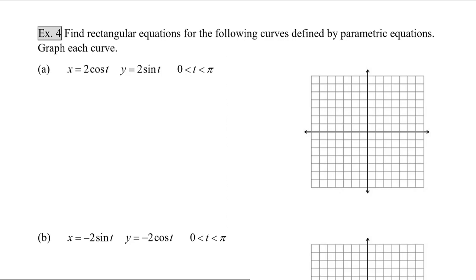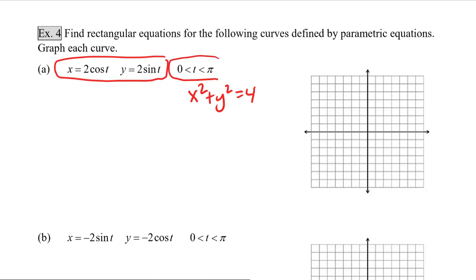Well, as you can see, I have the exact same equations that I had in example 3. And so this gives me the same equation. X squared plus y squared is equal to 4. So we would expect that if we graph these parametric equations, I'm going to get a circle again. But let's see what happens now that we have changed the interval for t.